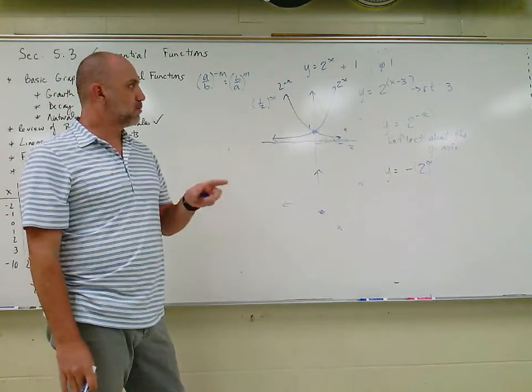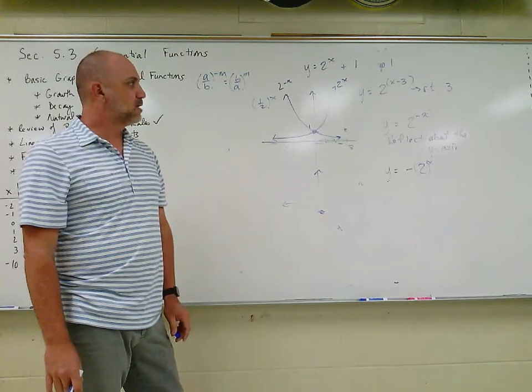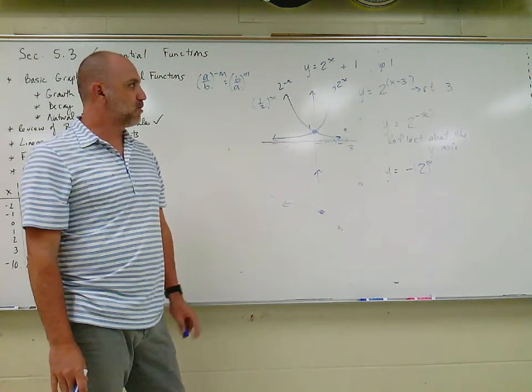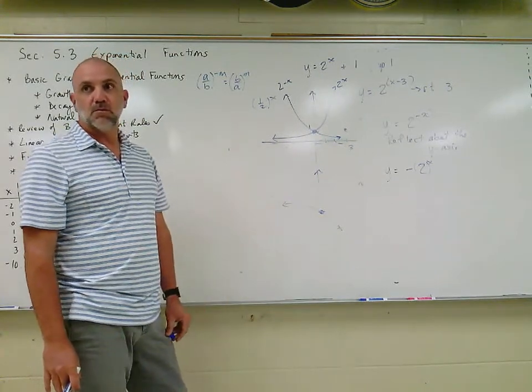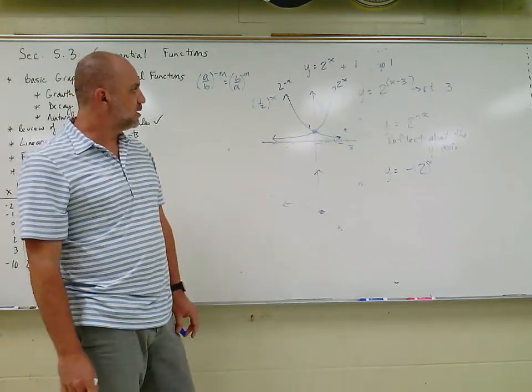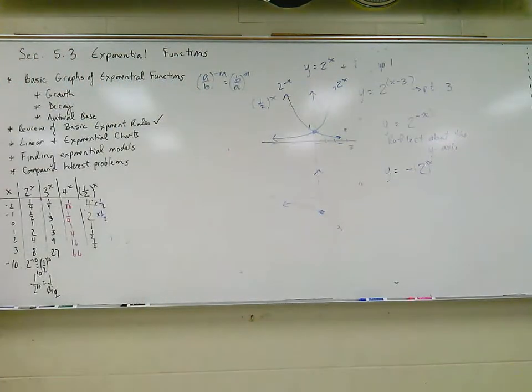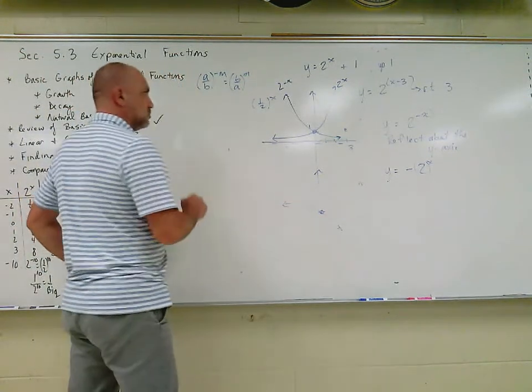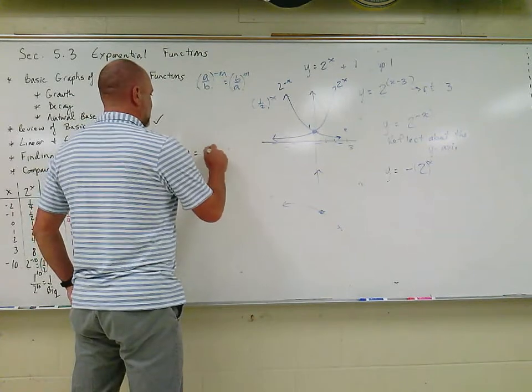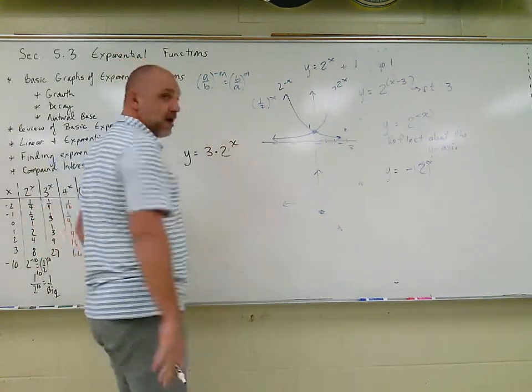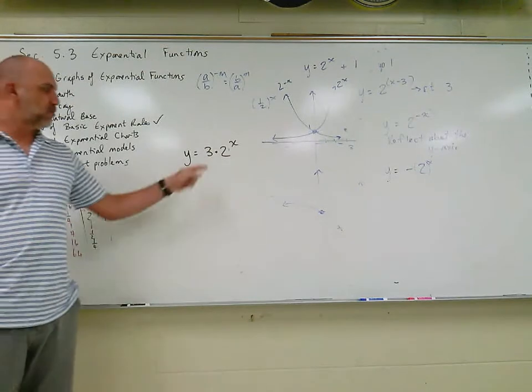But the one you'll deal with most, that affects mainly your graphs, is if I put a number in front. So let's pause for a second and look at that. I can't find a marker I'm happy with, so I'm just going to start throwing them away. This one feels like it's got good ink in it. All right. What happens if I put a 3 in front?